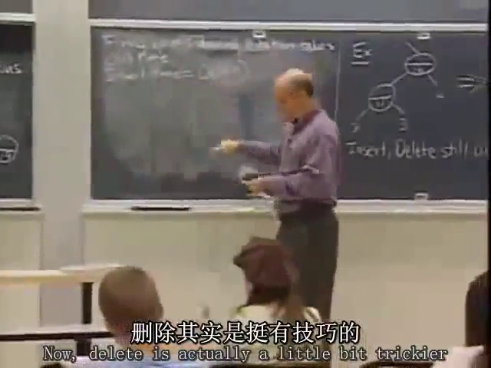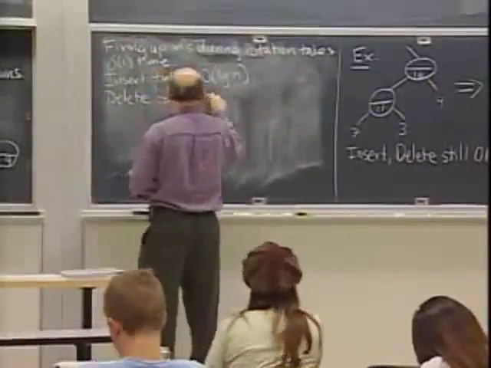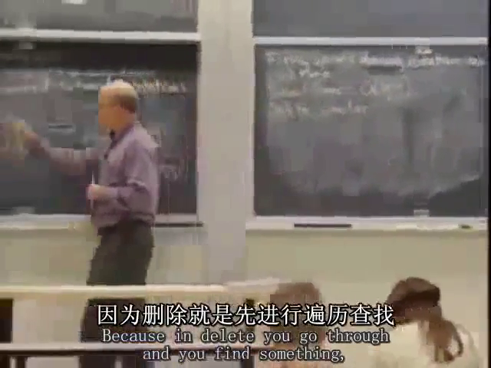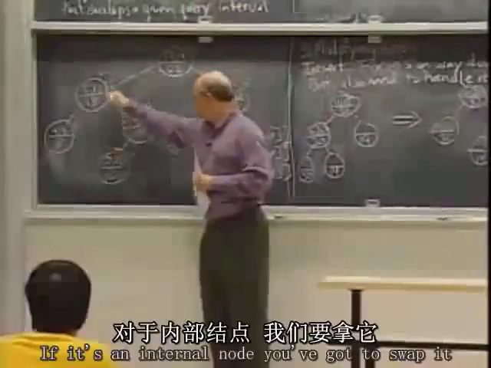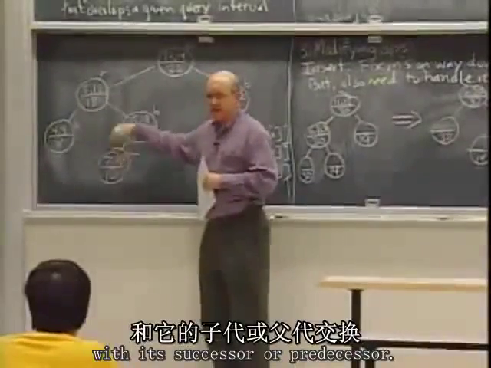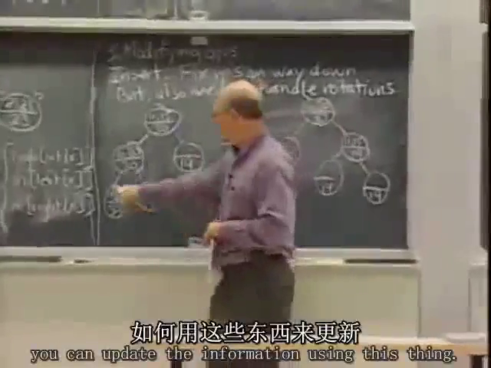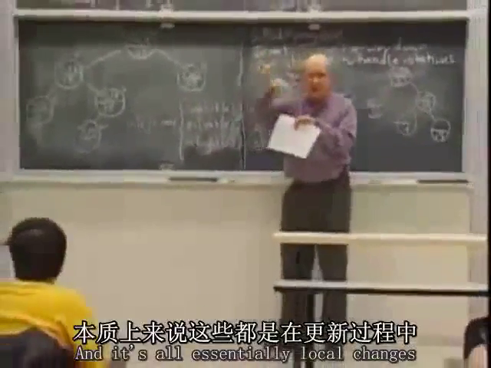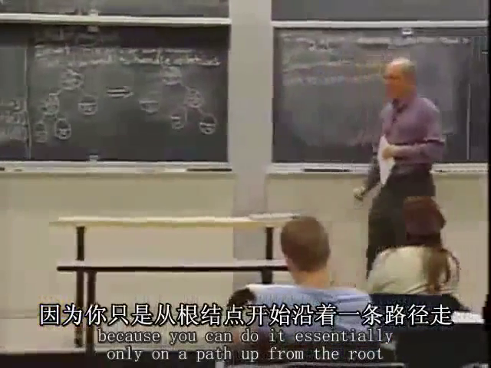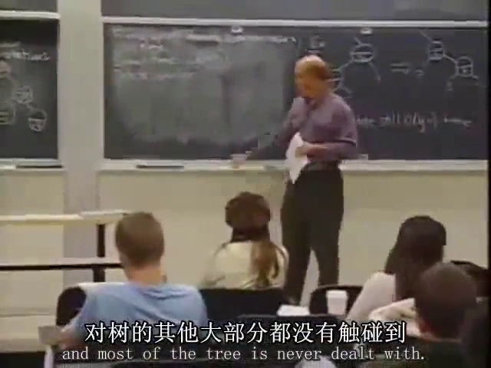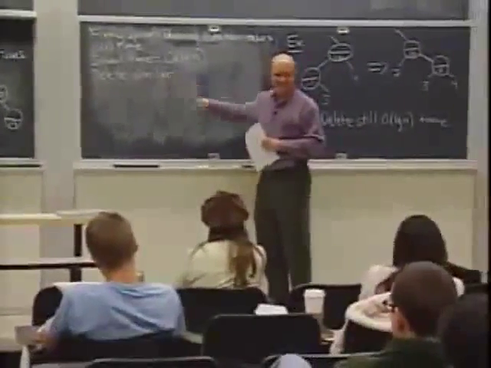Okay, now delete's actually a little bit trickier. So I'll just say it's similar. Okay? Because in delete, you go through and you find something. You have to go through the whole business of swapping it with, if it's an internal node, you've got to swap it with its successor or predecessor. Okay? And so there's a bunch of other things that have to be dealt with, but it's all stuff where you can update the information using this thing, and it's all essentially local changes when you're updating that information. Okay? Because you can do it essentially only on a path up from the root, and most of the tree is never dealt with. Okay, so I'll leave that to you folks to work out. It's also in the book if you want to cheat. Okay, but it's good exercise.